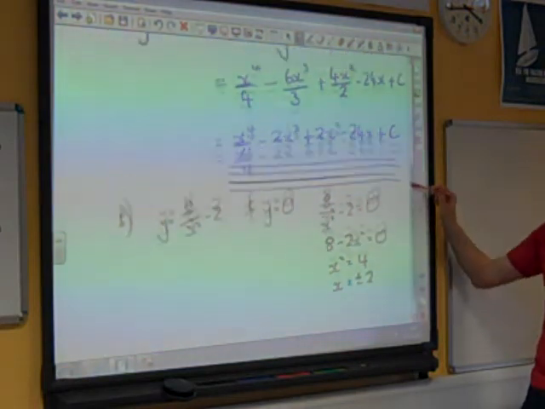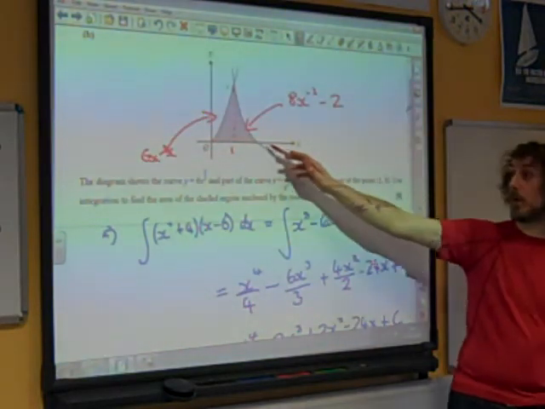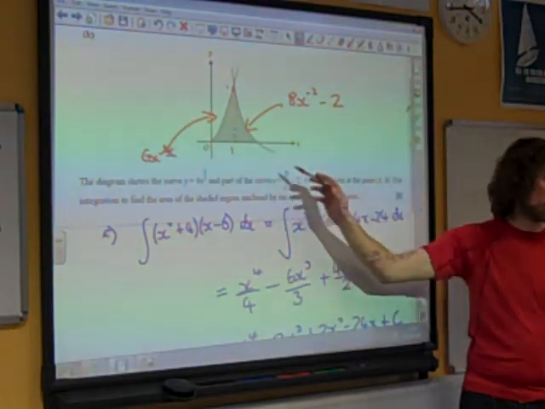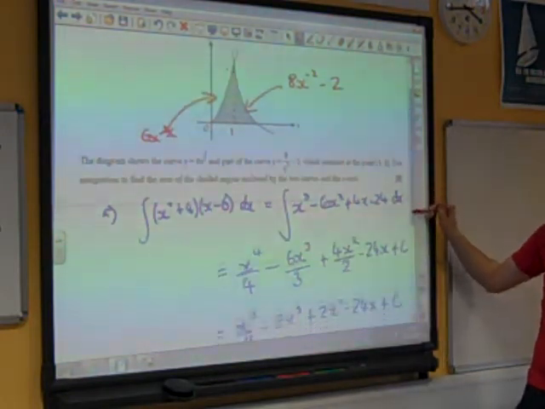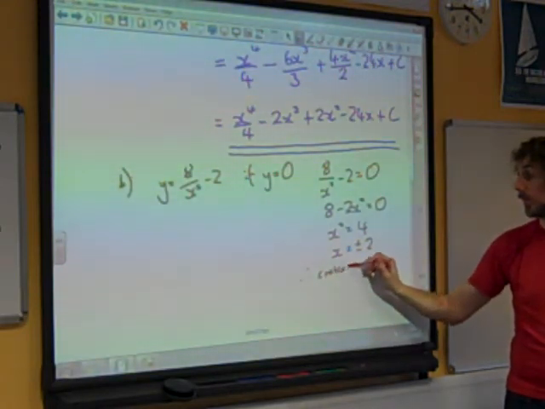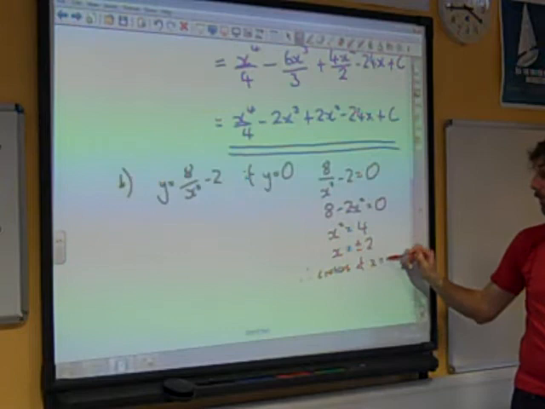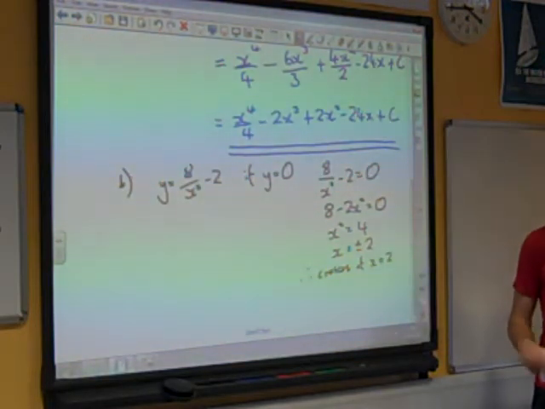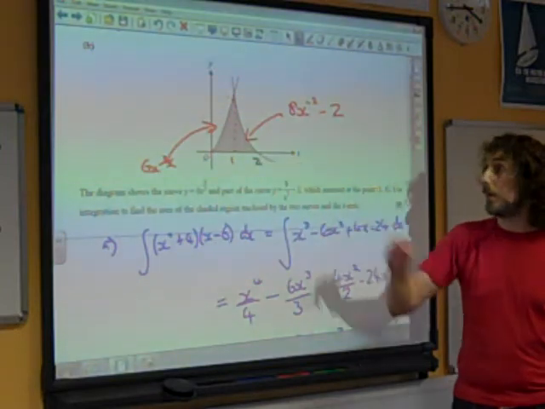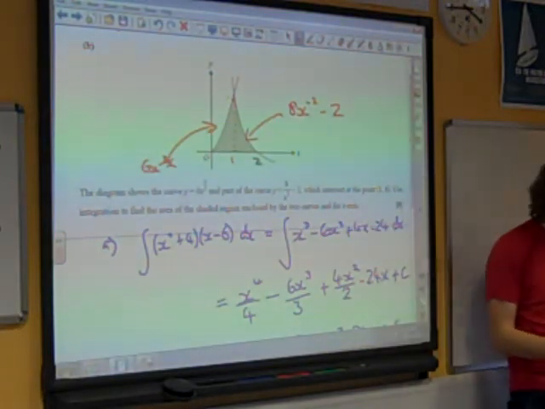But it's pretty obvious which one we're looking for. We want this point here, and there's the y-axis, so this must be plus 2. So our diagram is starting to take shape a little bit now. We've now found that that's the point 2 as well.